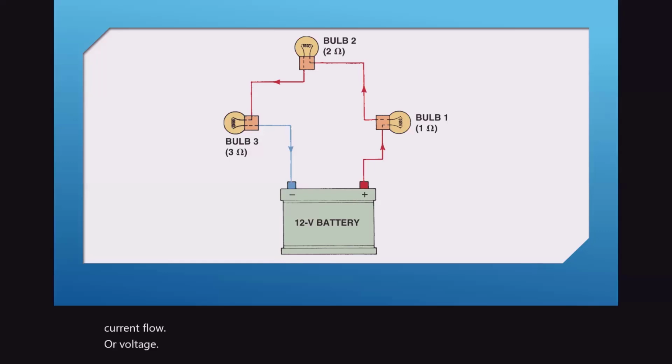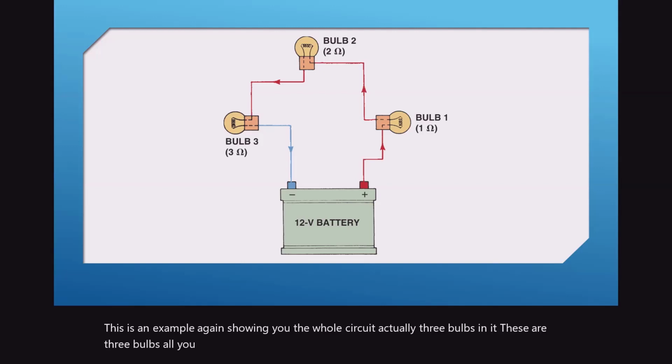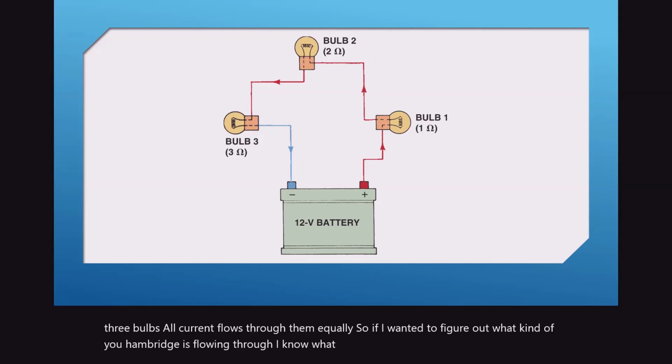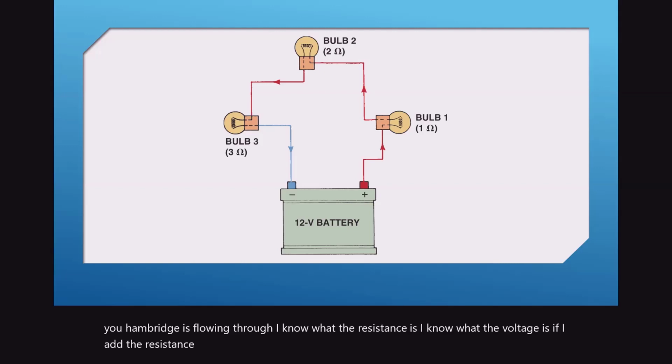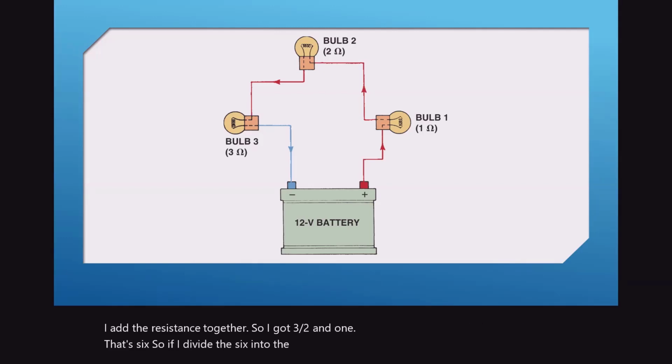This is an example again showing you the whole circuit, actually three bulbs in it. These are three bulbs, all current flows through them equally. So if I wanted to figure out what kind of amperage is flowing through, I know what the resistance is, I know what the voltage is. If I add the resistance together, so I got 3, 2, and 1, that's 6. So if I divide the 6 into the 12, I got 2 amps of current flow going on.